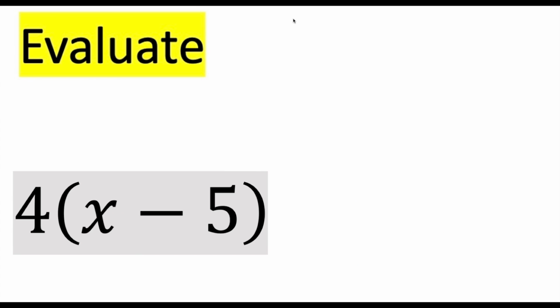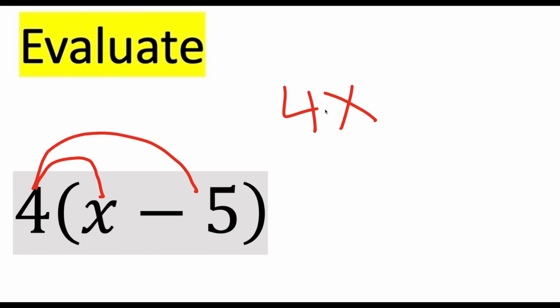Okay, this is the last problem. This one has a variable in it. And so we can't actually use the first method. We can't just group it. So what we're going to do is use a distributive property. So we'll distribute the 4 to both pieces. And 4 times x is 4x. And 4 times negative 5 is negative 20.